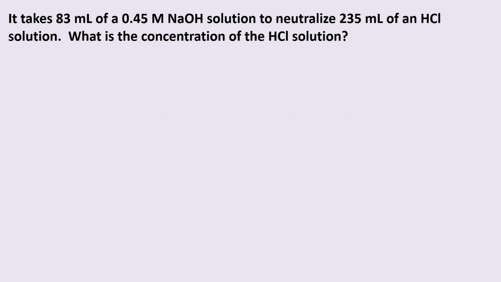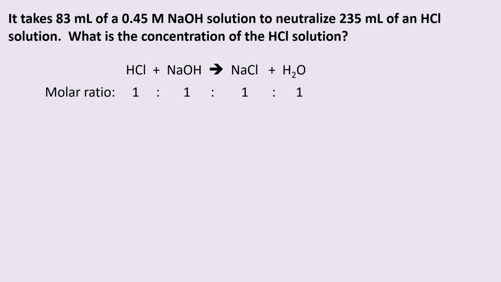Practice problem 1. It takes 83 milliliters of a 0.45 molar NaOH solution to neutralize 235 milliliters of an HCl solution. What is the concentration of the HCl solution? We begin by writing the balanced chemical equation where HCl plus NaOH produces NaCl plus H2O. The molar ratio for the reaction will be 1:1:1:1. However, we're only concerned with the reactant side of the chemical equation, so the molar ratio will be 1:1.